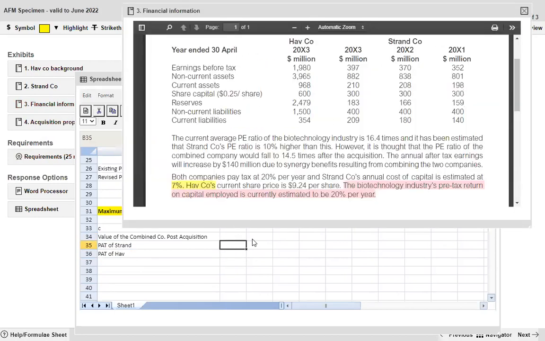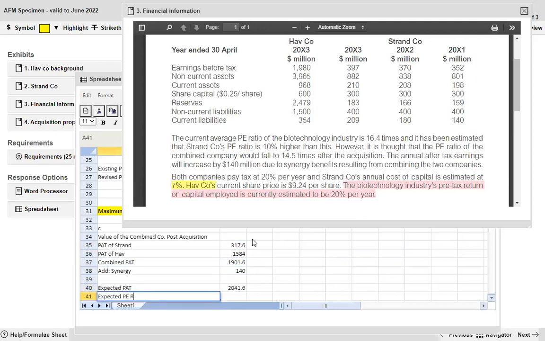1980, 397 into 0.8, and this is going to be 1980 into 0.8. So you sum up both of them, the combined PAT adds synergy benefits to it. So you've got 1 million. Expected PAT is going to be this plus this.